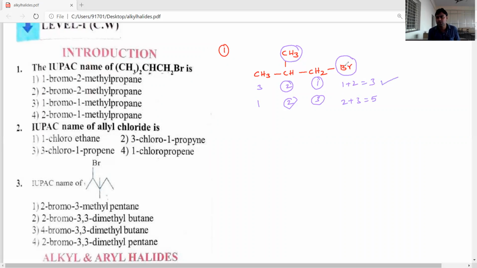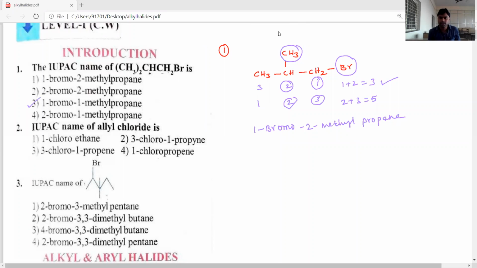According to that, the position of bromine is 1, the position of methyl is 2, and 2 different substituents are present. While writing its IUPAC name, we have to follow the alphabetical rule. Then its correct IUPAC name: bromine, B letter is coming first when compared to M. That's why its IUPAC name is 1-bromo, 2-methyl. Root word is prop. All are single bonds only. Then ANE, propane. Okay, 1-bromo, 2-methyl propane. So the answer is the third option is correct.